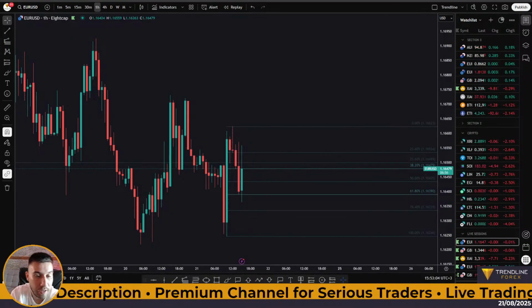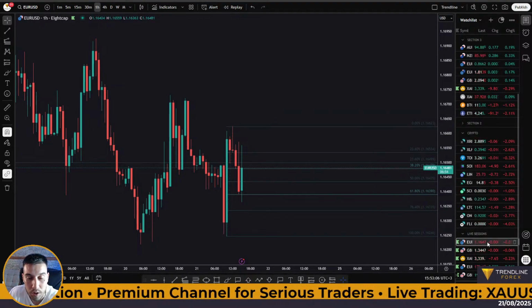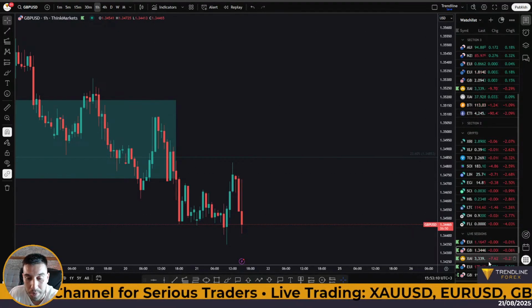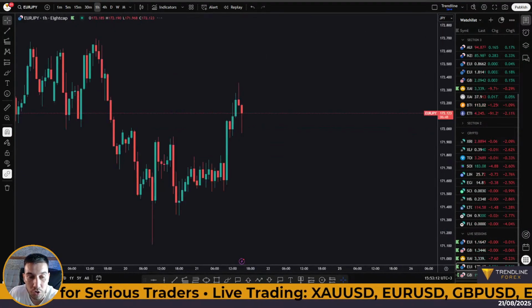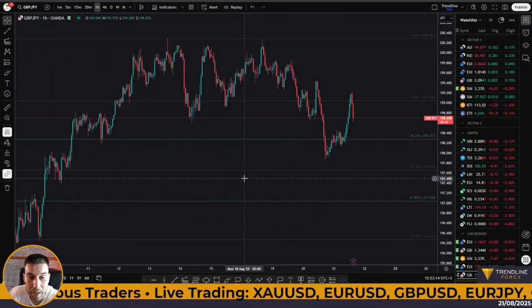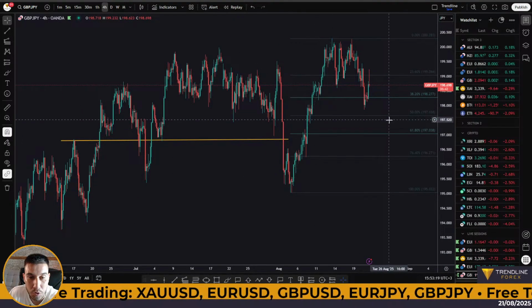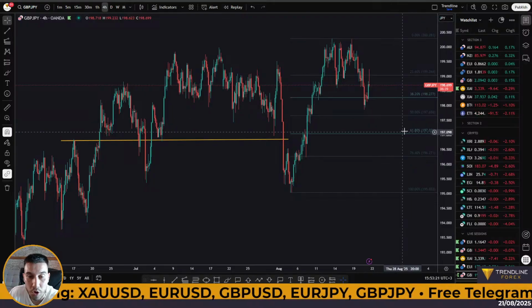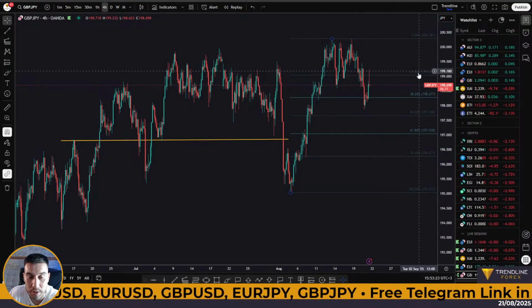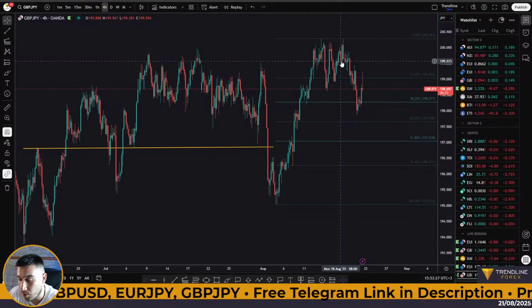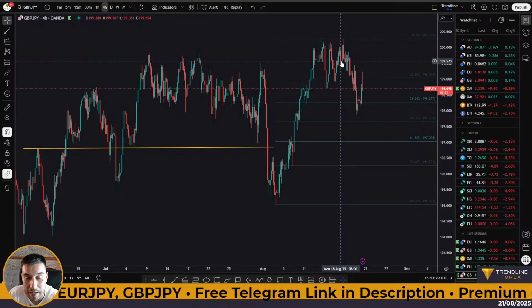I did share the setups with you. I'm looking for continuation to the upside on all of those instruments: euro dollar, pound dollar, gold, also euro yen and pound yen. And for now, it looks good, even though we may see a continuation of the pullback short term. At some point, I'm going to be expecting price to actually reverse and break above the current highs. So watch out for signals like this.